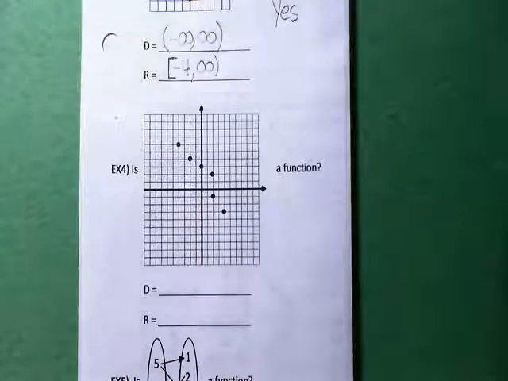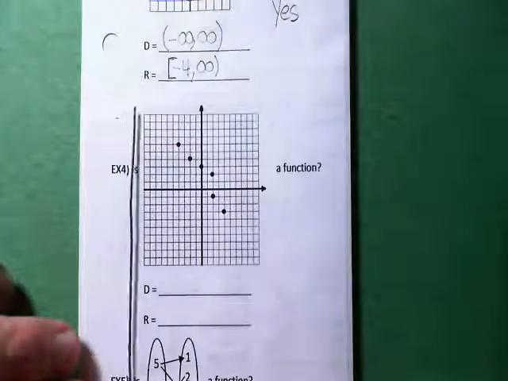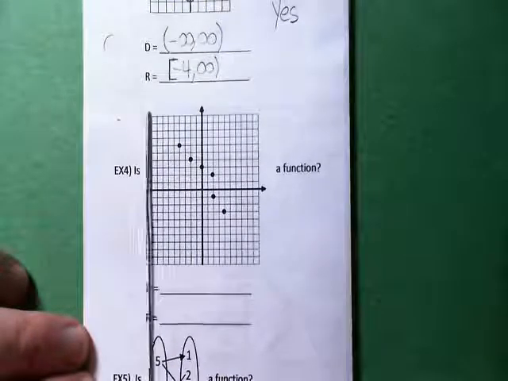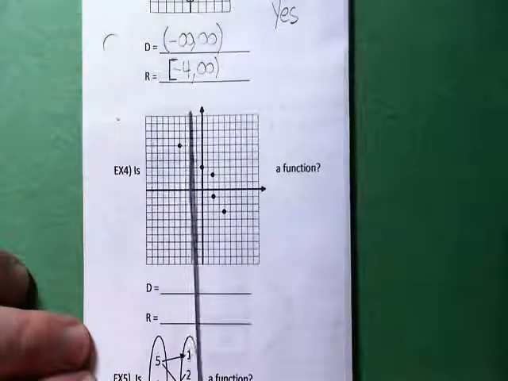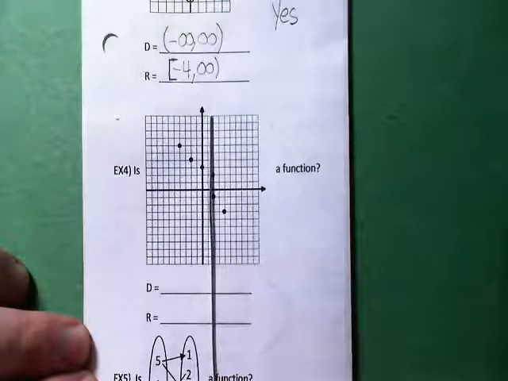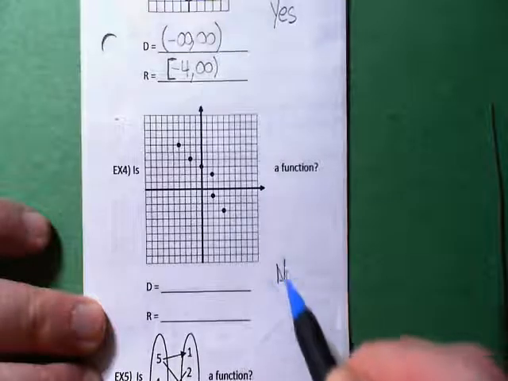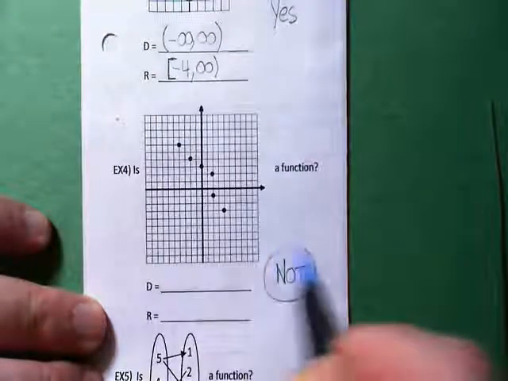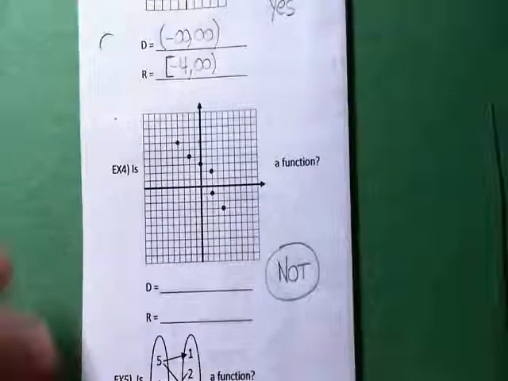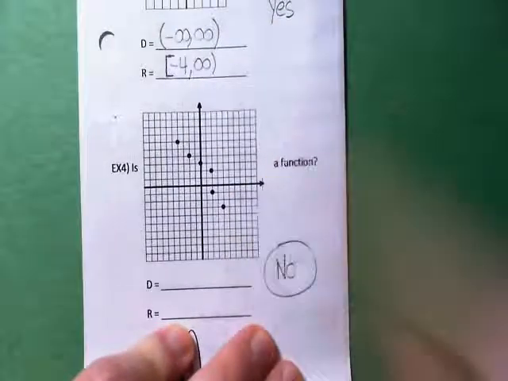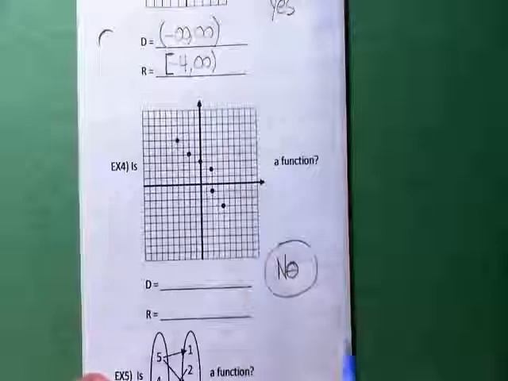Example number 4 is a scatter plot, because you have a whole bunch of points right there. First thing we ask is, is it a function? Well, using our vertical line test, we start from left to right, and as we move from left to right, is there any place where I touch 2 points at the same time? And if you notice right here, I'm touching 2 points at the same time. So that's an indicator that this is not a function. Or you can just write no, not a function.